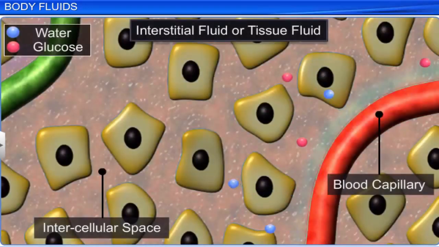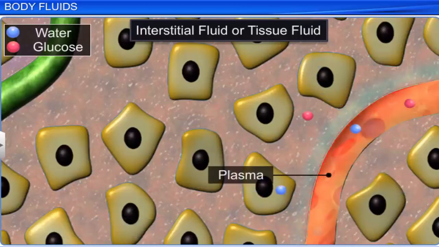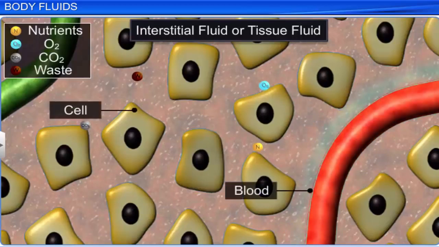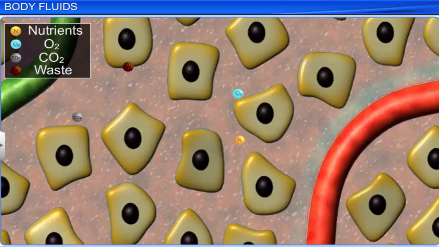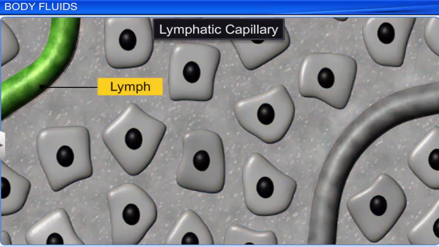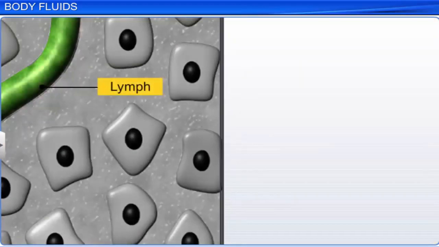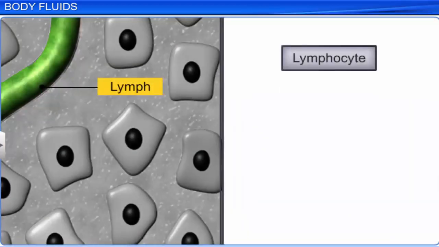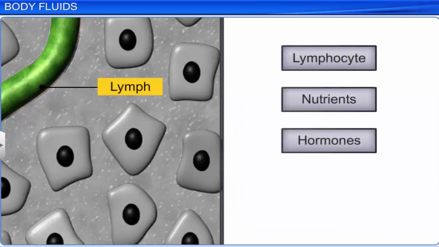Interstitial fluid or tissue fluid is formed when some quantity of water and water-soluble substances squeeze out from the blood capillaries into the intercellular spaces. Its composition is similar to that of plasma and serves as a medium between blood and cells in the exchange of nutrients, gases, and waste. When this tissue fluid enters the lymphatic capillaries, it is called lymph. Lymph is a colorless body fluid that contains lymphocytes, nutrients, hormones, and proteins.